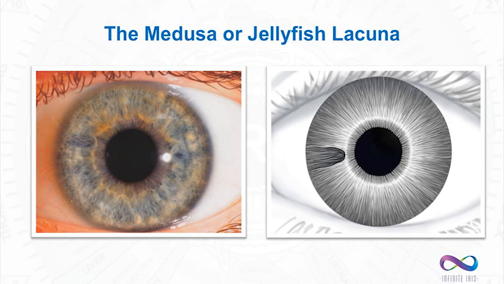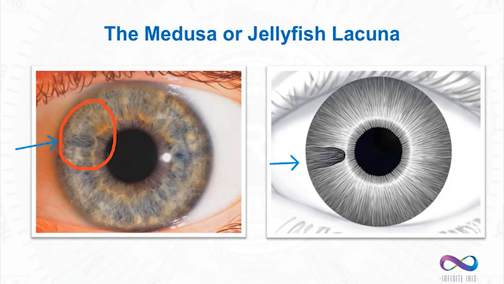The medusa or the jellyfish lacuna actually looks like a jellyfish. It was called a medusa by the German iridologist Marbach, who thought it looked like a lady's hair flowing in the wind. It usually shows up in the bronchus regions or the kidney regions. It's a tendency for a serious sign in the respiratory or the kidney areas.